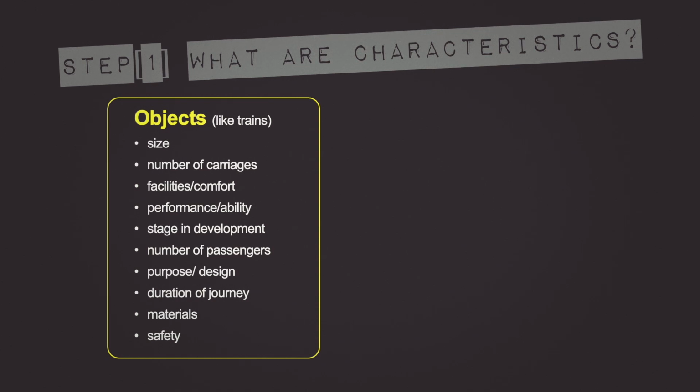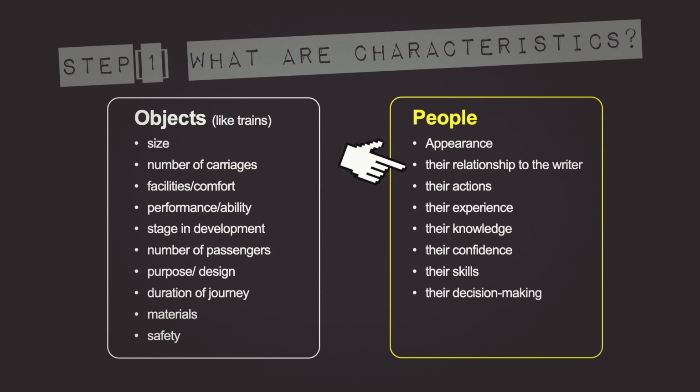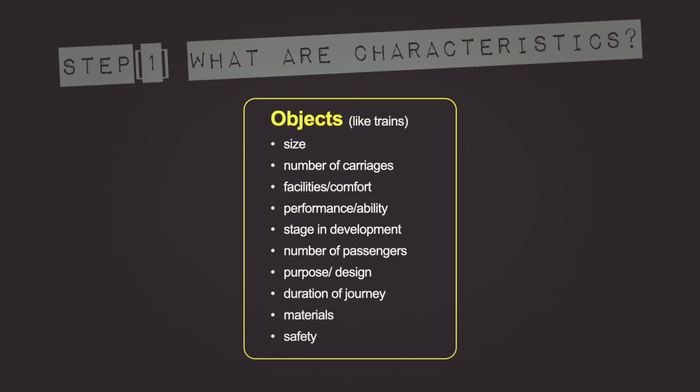Be careful, the question is clear. You have to pick characteristics about the object. Don't make the mistake of writing about the writer's or narrator's feelings about the object. It's very likely you'll also need to answer questions that are about people rather than objects like trains. In those questions, you need to work out the characters by inferring ideas from the following things: their appearance, their relationship to the writer, their actions, their experience, their knowledge, their confidence, their skills, their decision-making. But we're focusing on objects here because the question is about trains.